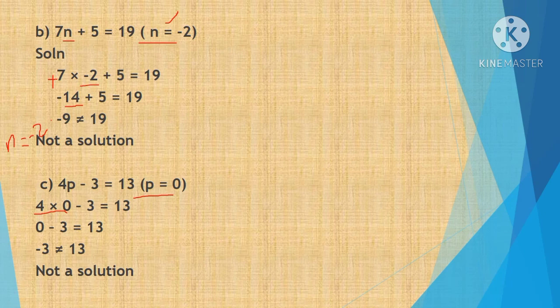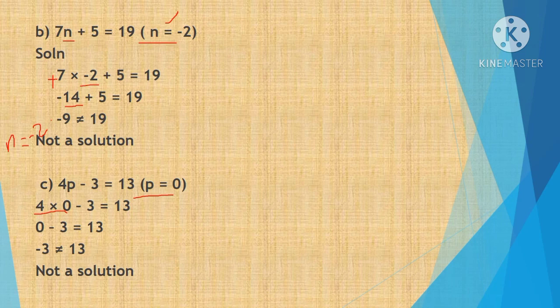So 7 into 2, 7 2s are 14. Plus into, because here no symbol, that means it's a positive, right? So plus into minus, minus. So minus 14 plus 5 equal to 19. So minus 14 plus 5. So minus and plus, what will you do? Minus and plus means different symbols, so you will subtract and you will put the greater number's symbol. Here which is the greater number? 14 is the greater number. So you will put minus.